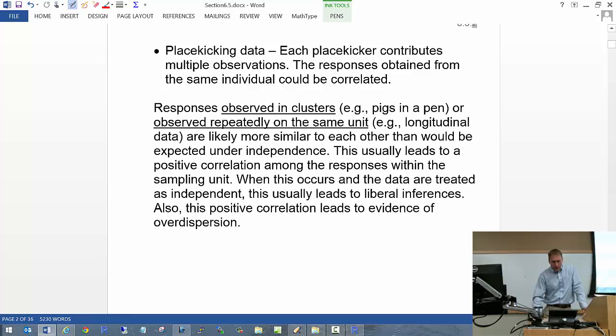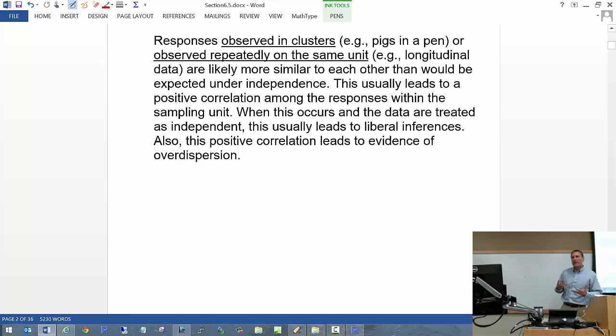So what we basically have here, another way to put it, is that we have data that's often observed in clusters, or data that's observed repeatedly on the same sampling unit. We typically will want to take that kind of information into account. If we don't, and there is definitely dependence between your observations, often the inferences that you make are liberal. We talked about liberal confidence intervals before, meaning that even if you state 95% confidence, you might actually have 80% confidence. In the context of hypothesis testing, what would liberal mean?